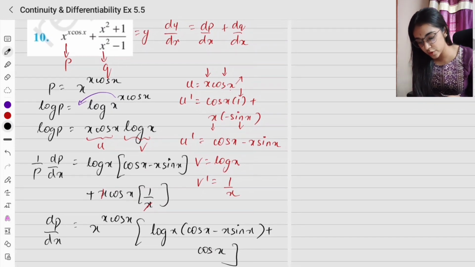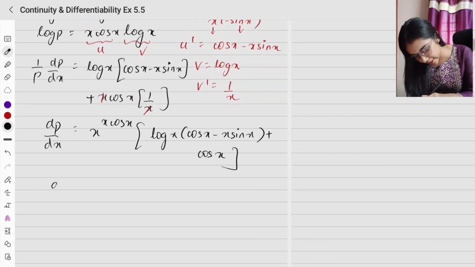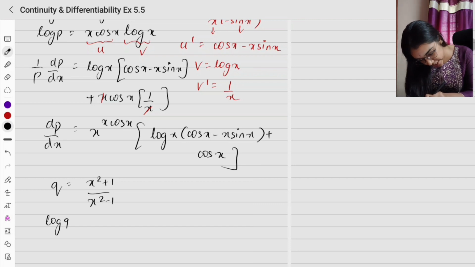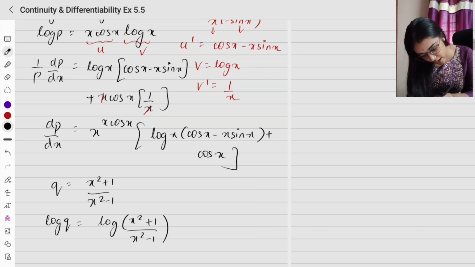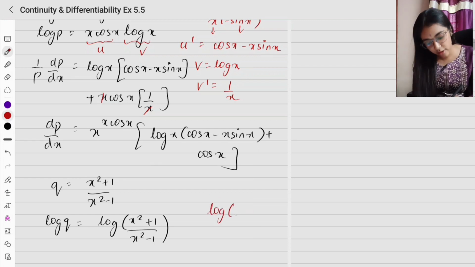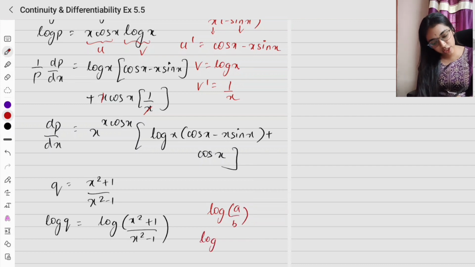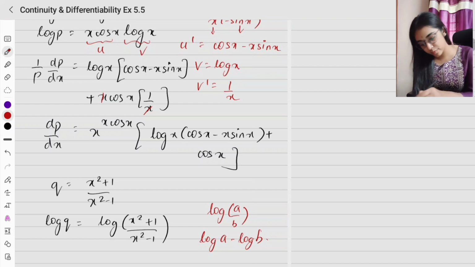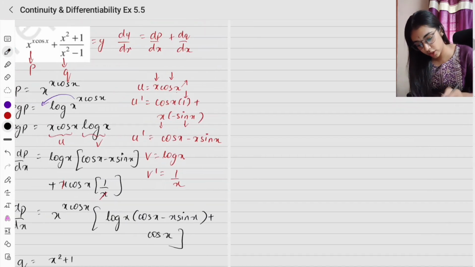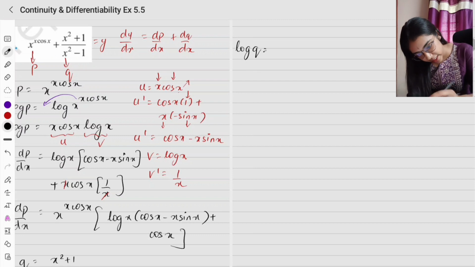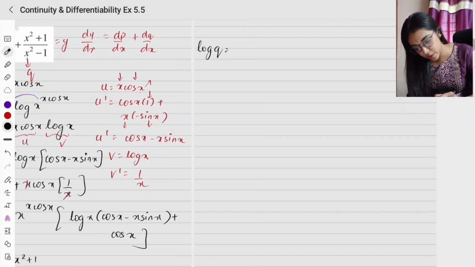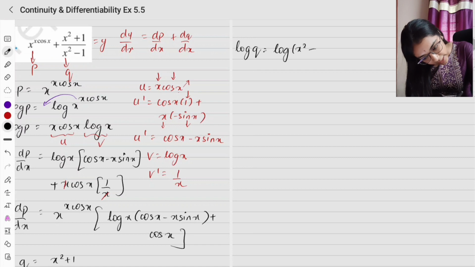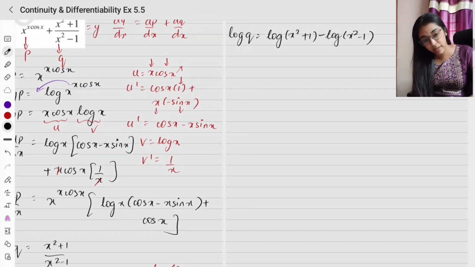Now what is q? q is going to be x square plus 1 divided by x square minus 1. Taking log on both sides, log q equals log of x square plus 1 divided by x square minus 1. So here I have log of a divided by b. Whenever I have a division, it is going to be log of a minus log of b. Correct? So what will be my log q? Log q equals log of x square plus 1 minus log of x square minus 1. Numerator minus denominator, the log.